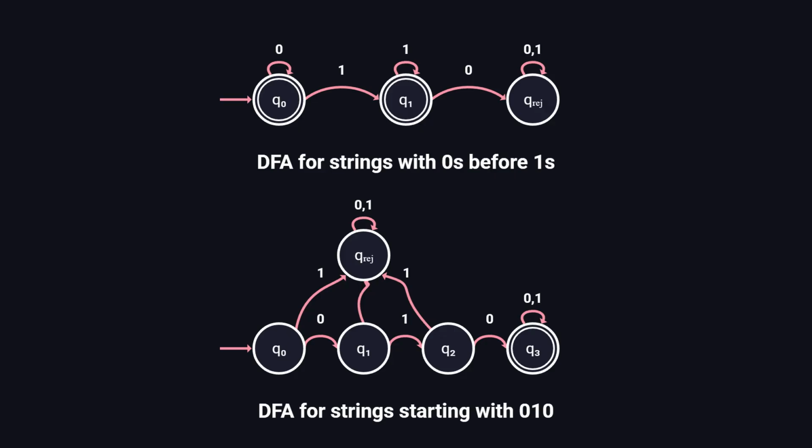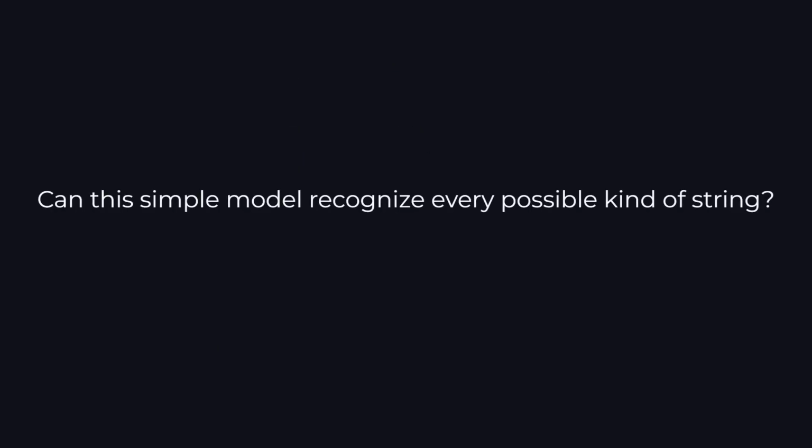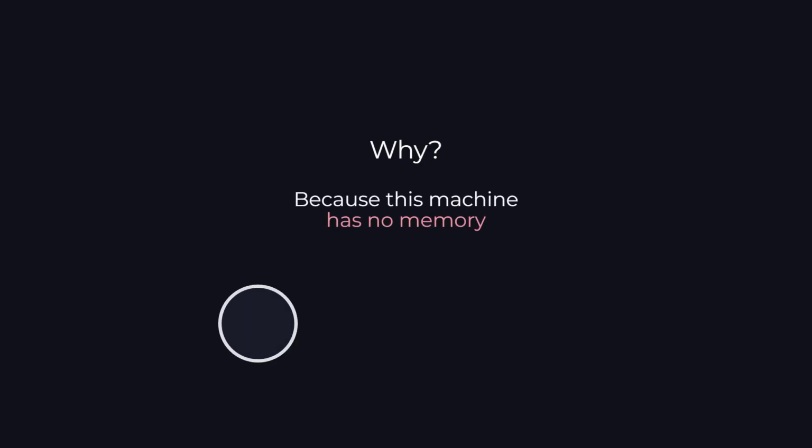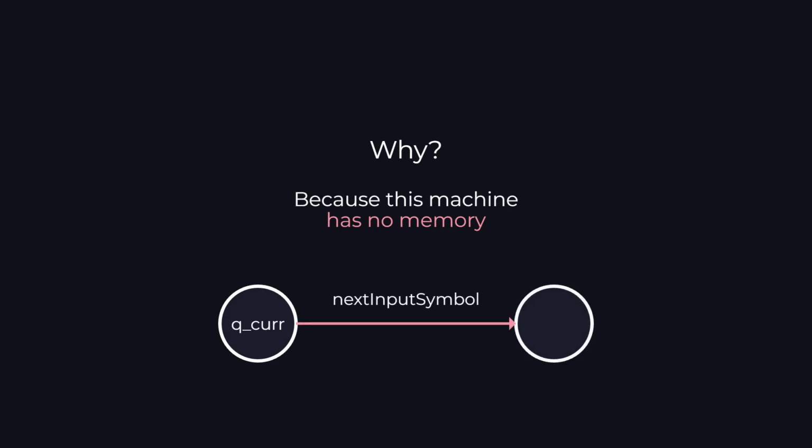But now you may wonder, can the simple model recognize every possible kind of string? The answer to that is no. Why? Because this machine has no memory. It can't keep track of how many symbols it has seen before. It only knows what state it is in right now and where it can go next by reading the next input symbol.